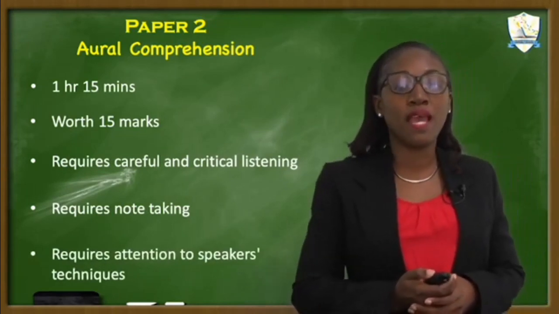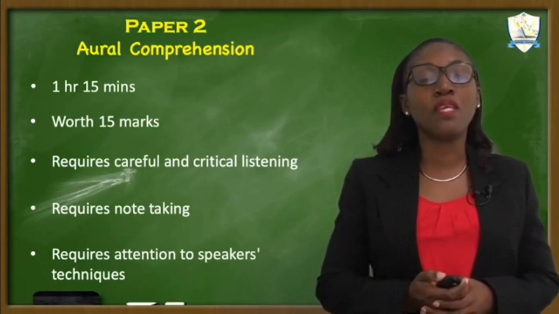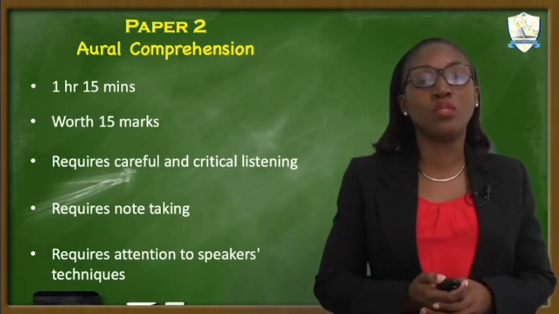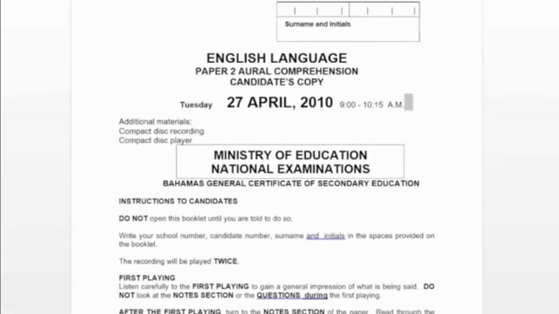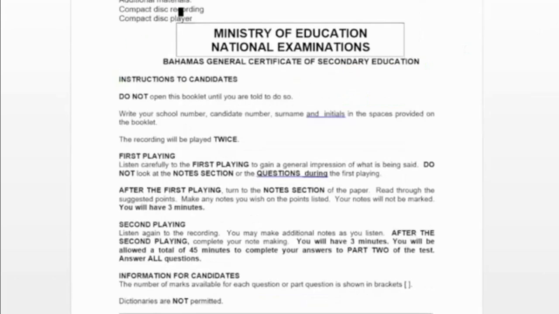I will point out here that although this is paper 2, this will be the first paper that you sit for the English language exam. This paper is also known as the oral comprehension paper. You will be given 1 hour and 15 minutes for its completion. For this exam, all information and the passage will be played on a recording, so you are to listen attentively.